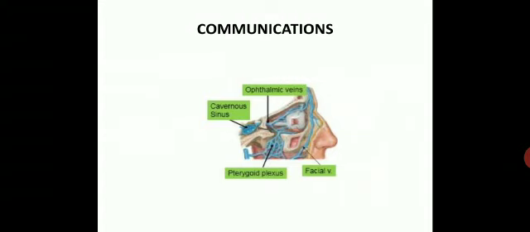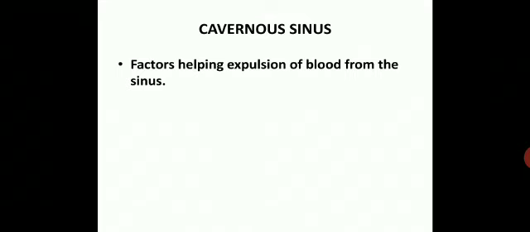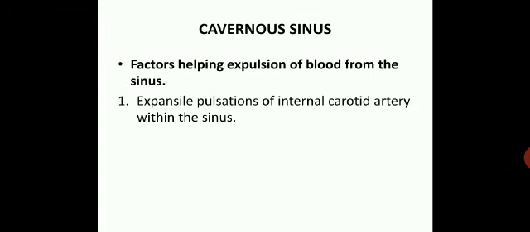So in this diagram we can see the ophthalmic vein, the facial vein and pterygoid plexus draining into the cavernous sinus. The factors helping expulsion of the blood from the sinus include the expansile pulsations of internal carotid artery within the sinus, and the gravity and the position of the head.